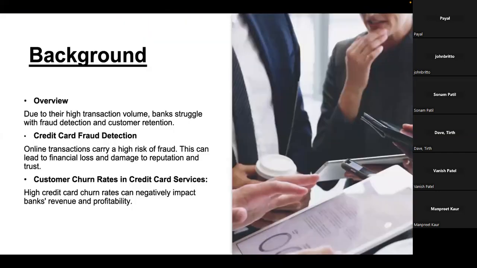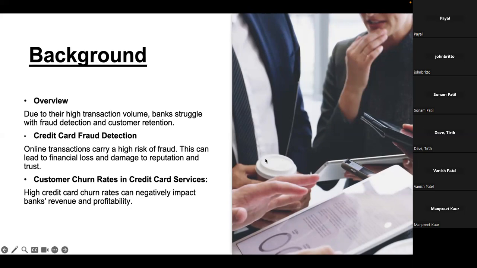So to give you an overview of the topic, banks are characterized by their higher transaction volume, and due to this, they face persistent challenges in effectively detecting fraudulent activities. The huge scale of transactions increases the complexity of fraud detection and emphasizes the importance of creating customer retention strategies. So credit card fraud detection refers to the deceptive use of credit card information to make purchases or transactions, usually without the knowledge or consent of the cardholder. Online transactions carry a high risk of fraud, exposing financial institutions to potential financial losses and reputational damage.